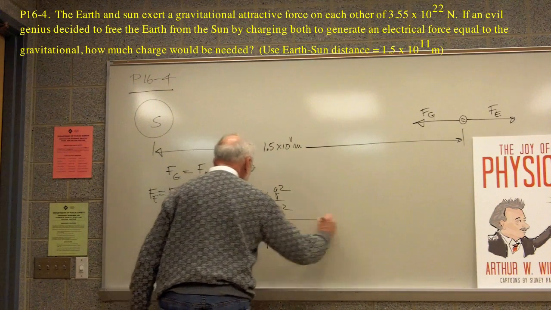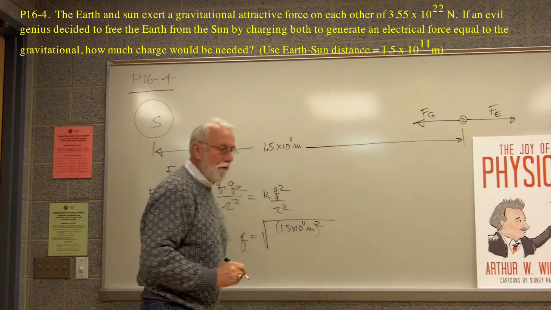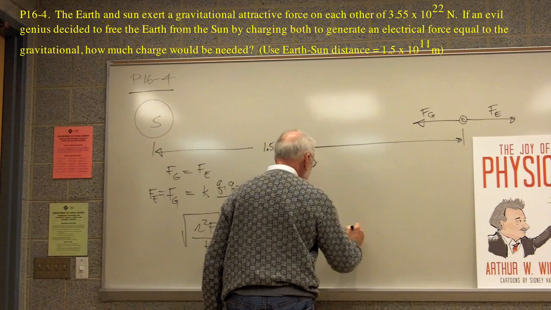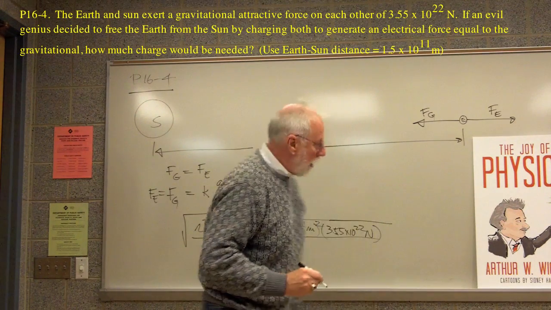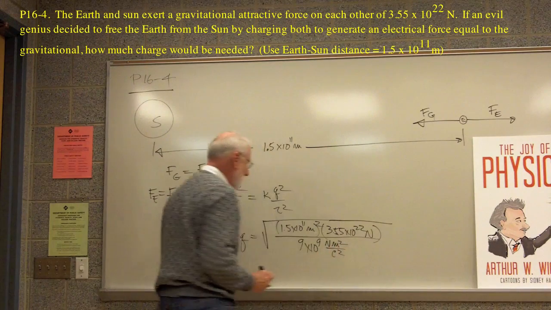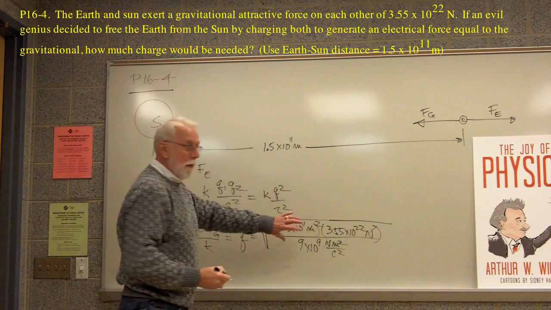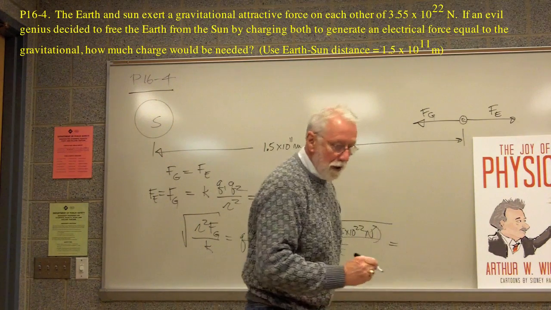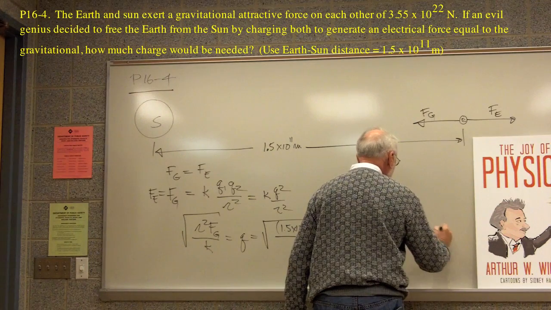It says that Q is this 1.5 times 10 to the 11th meters, quantity squared, times the gravitational force, which is given as 3.55 times 10 to the 22 newtons. And this has to be then divided by k, which is a constant, 9 times 10 to the 9th newton meter squared per coulomb squared. Great. The meters squared, because that was squared, and the newtons all go. Coulomb squared in the denominator comes up on top, take the square root, get coulombs. So we're going to wind up with a charge, and the charge is 2.98 times 10 to the 17 coulombs.